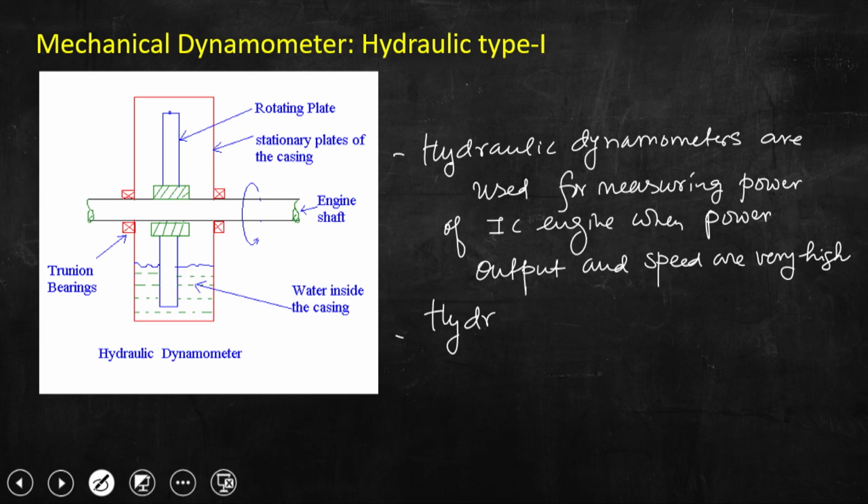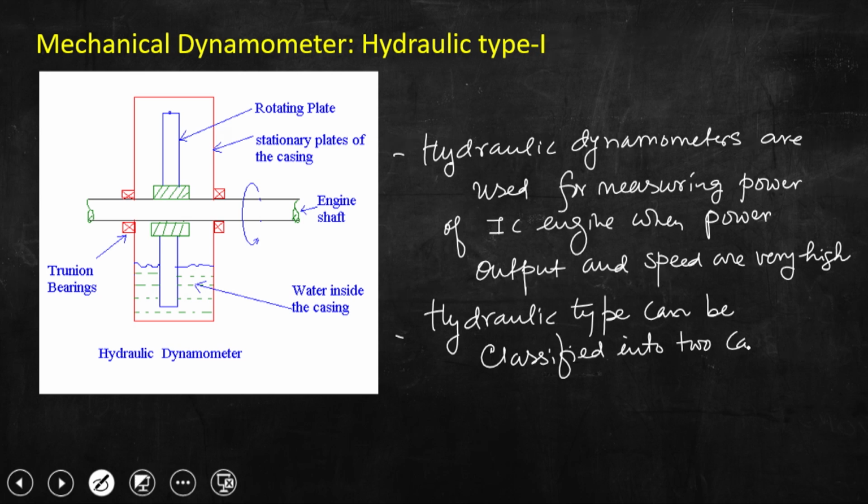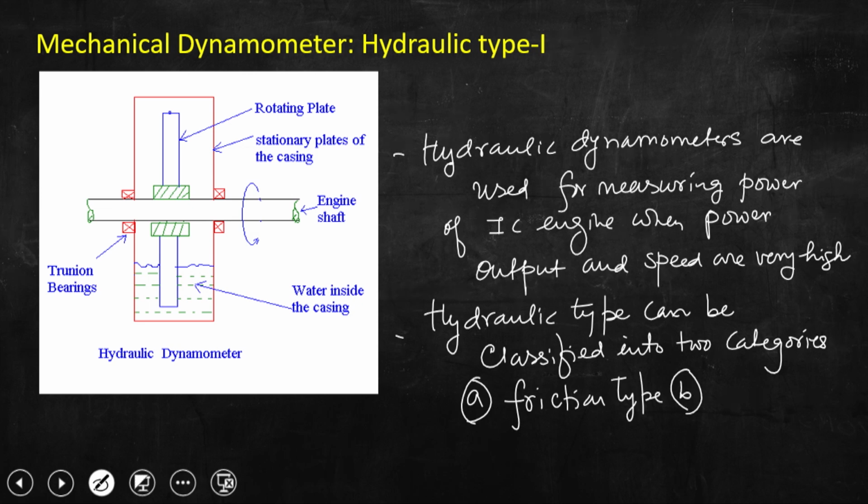So, hydraulic type can be classified into 2 categories, right. That is, number 1, or A, is friction type, number B is agitator type. So, this is the first one that we are discussing, friction type.